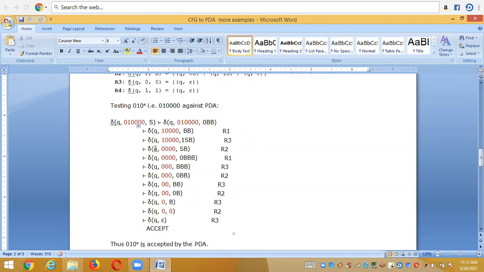And now again you need to apply rule 1, (q, epsilon, S). That means (q, 0BB). In the place of this S, you need to substitute 0BB. Now this 0 and this 0 get popped by rule 3. And my stack contains 3 zeros and 3 Bs now. Right, 3 zeros and 3 Bs.